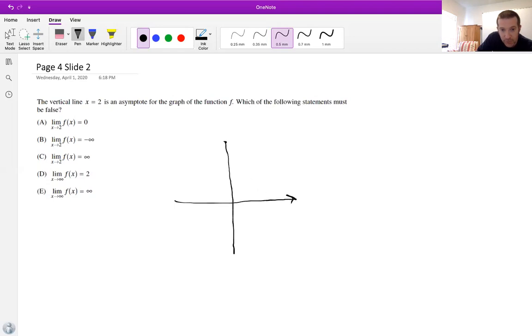So it says a vertical line, x equals 2. So pretend like that's x equals 2. It's an asymptote, which of the following statements must be false.